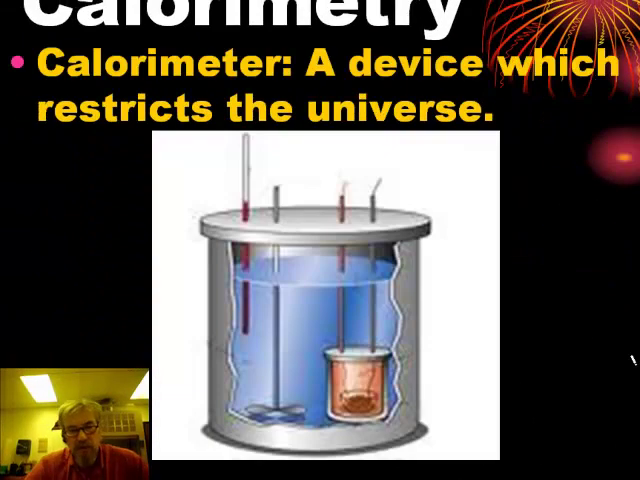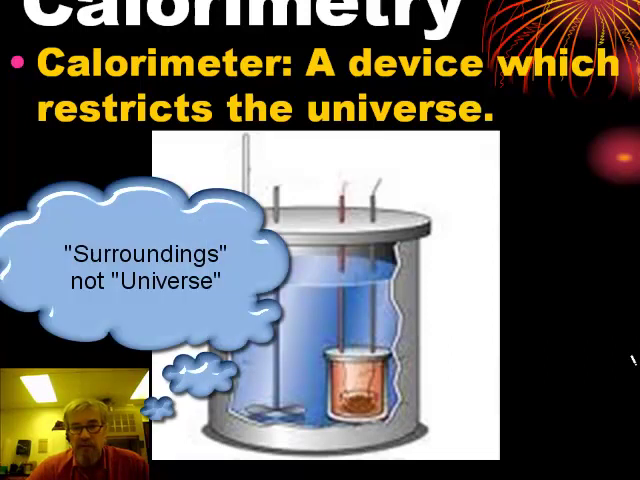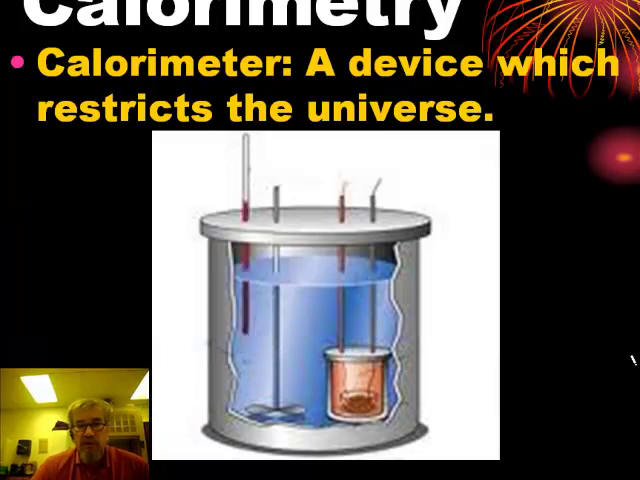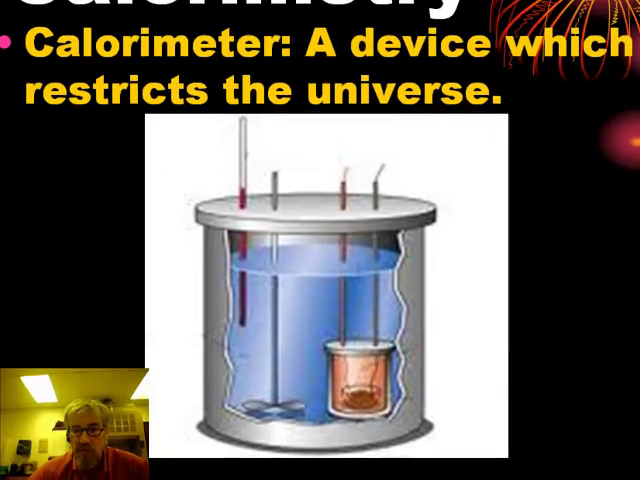In the introduction to thermodynamics, we talked about how the universe is divided into two parts. The system, which you're trying to study, and the universe. But the universe is an extremely complicated place. So in order to practically measure heat flows, we use a device called a calorimeter. And what this device essentially does is just restricts the universe into a manageable space.